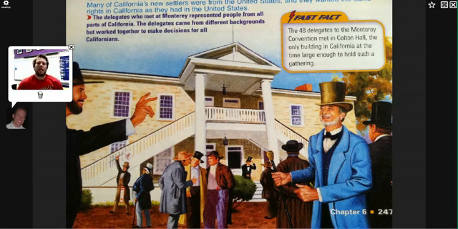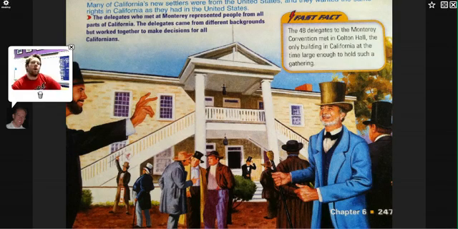Another decision that the delegates had to think about was whether California was going to be a slave or a free state. In slave states, people were allowed to own slaves. In free states, they were not. All of the delegates voted that California should be a free state.